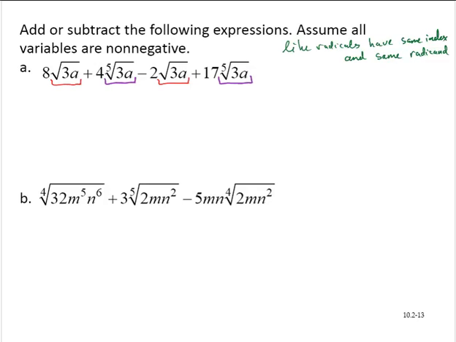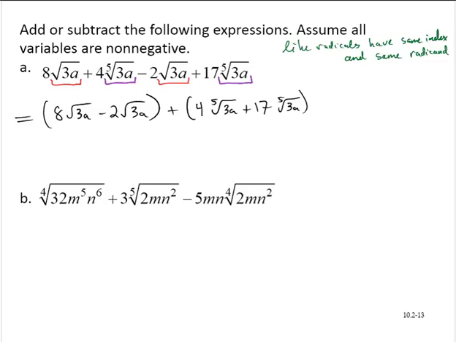All right, so I can combine some of the terms. I have 8 times the square root of 3a. Let me group them together: 8 square root of 3a minus 2 square root of 3a. I can combine those to a single term. And I have 4 times the fifth root of 3a and 17 times the fifth root of 3a. Those are like radical terms and may be combined, yielding 6 times the square root of 3a plus 21 times the fifth root of 3a. But I cannot combine them any further because they are no longer like radicals. There are no longer any like radical terms.